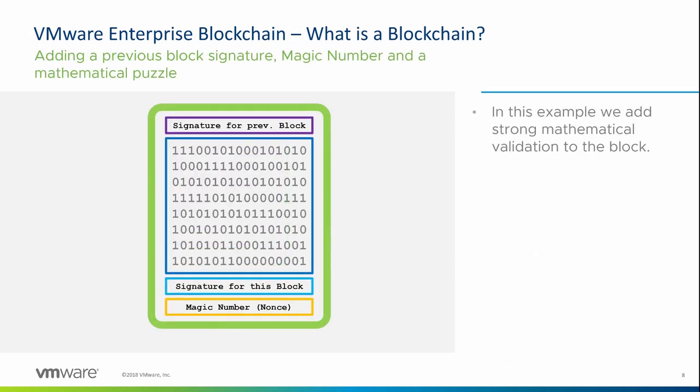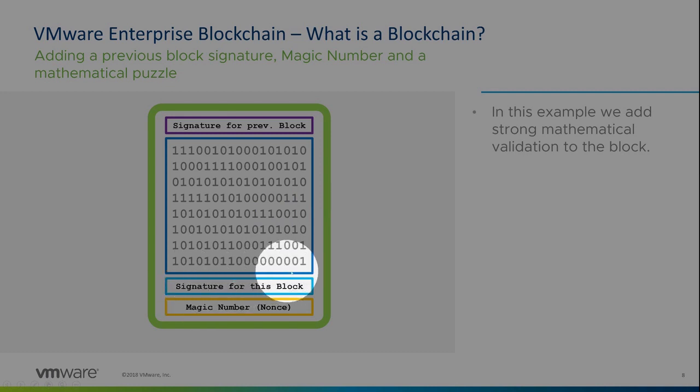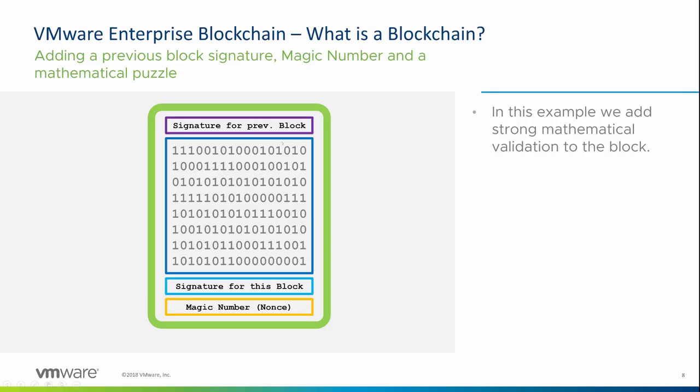So what I'm going to show you now is the new superhero block or kick-ass block, which has some additional features built into it. So we've still got the data and the signature for the block, but we're now going to include the signature from the previous block in it, and we've now got a magic number or nonce because this block is additionally protected by a mathematical puzzle. So as I said before, we've added a new feature, the signature for the previous block, so it now has an awareness and a link to the previous block.